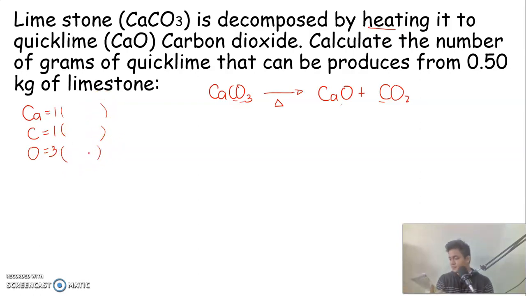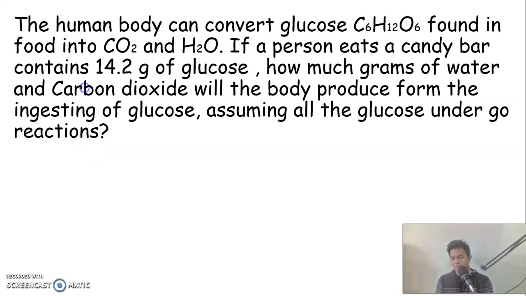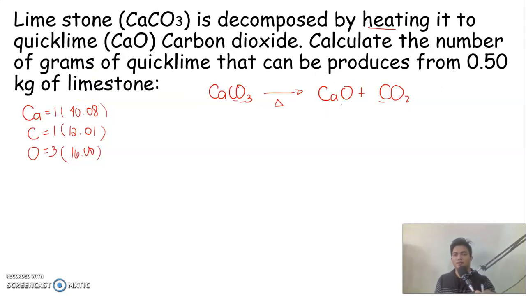Okay, so your calcium is going to be 40.08, your carbon is going to be 12.01, your oxygen is going to be 16.00. So 40.08 plus 12.01 plus 16 times 3, your mass is going to be 100.09 grams per mole.